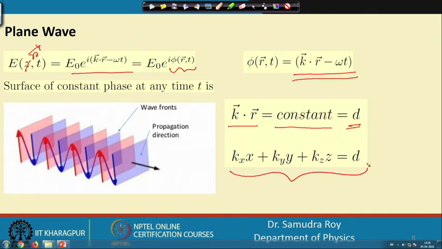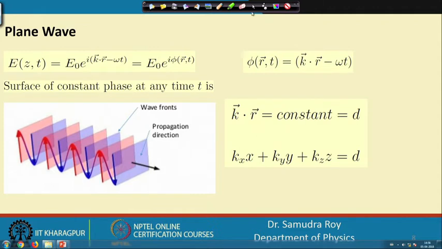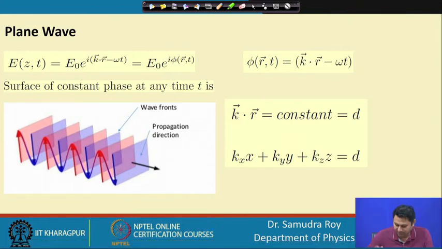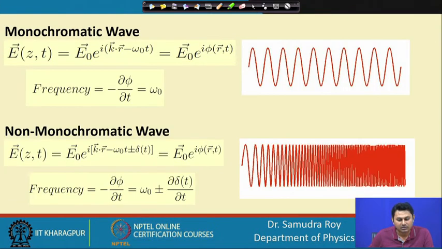So, that means the phase which is constant at a particular time t, if I write this concept, then this equation gives me a plane. So, that is why this particular form is called the plane wave, which is important. And also you need to appreciate that this is a solution of Maxwell's equation, Maxwell's wave equation. So, that is an additional thing, you know.